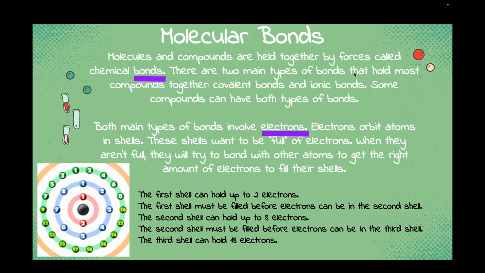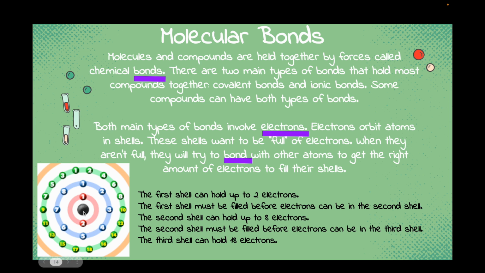Electrons orbit atoms in shells. These shells want to be full of electrons. When they aren't full, they will try to bond with other atoms to get the right amount of electrons to fill their shells.